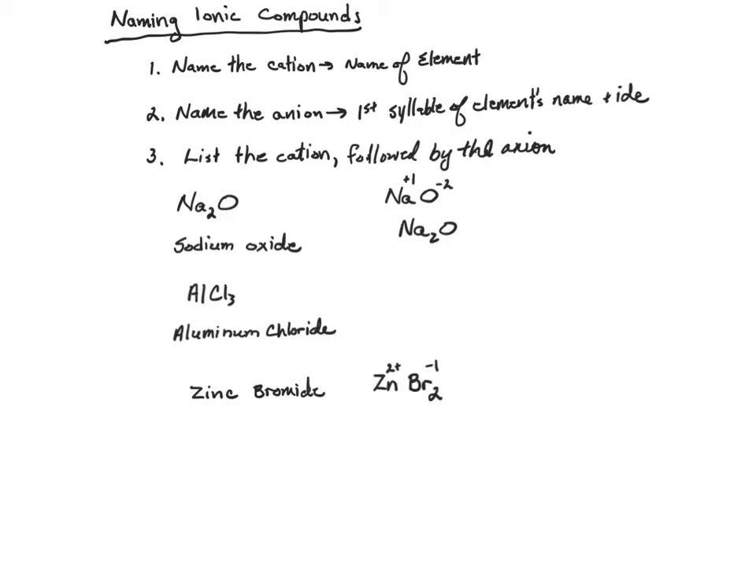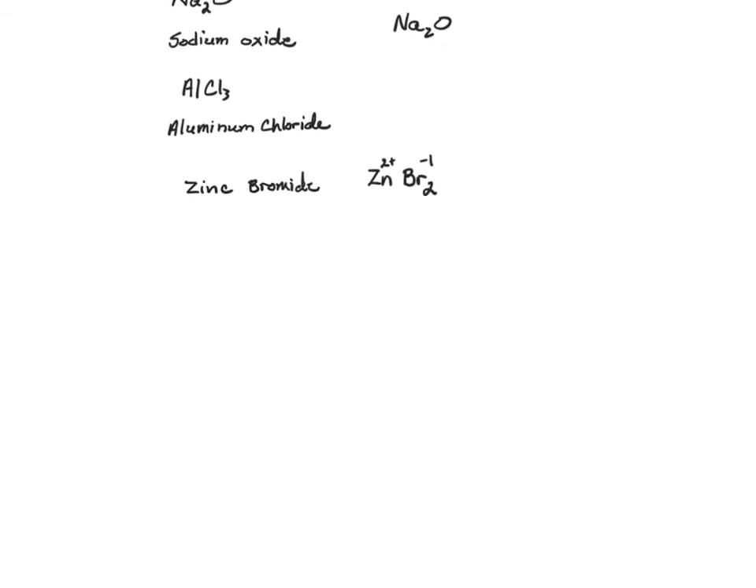Now, this method works out great when it comes to compounds that have cations with a fixed charge. In other words, they can only take on 1 charge. But what do we do if we have a transition metal? When the cation is a transition metal, we have a slightly different process that we have to go through, but it's still the same basic principle.